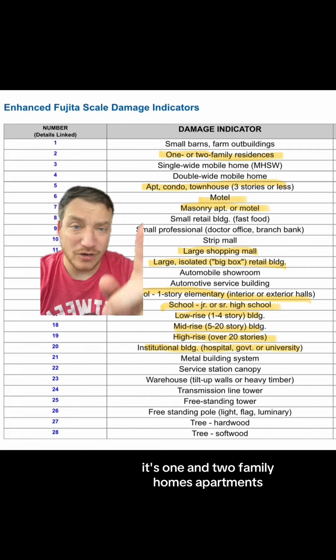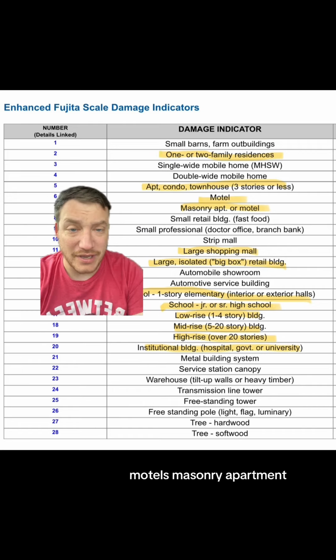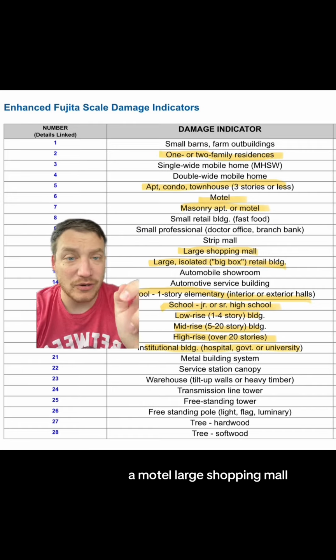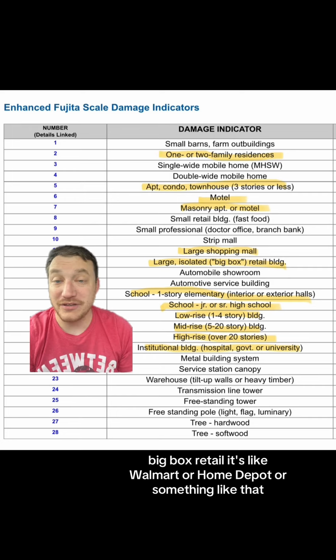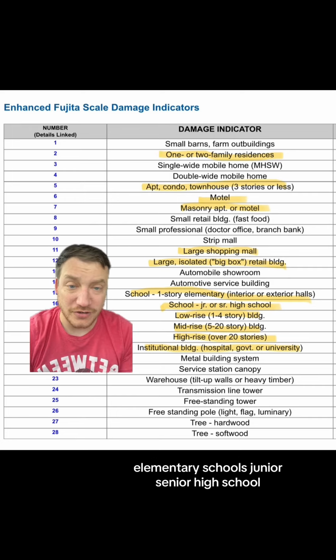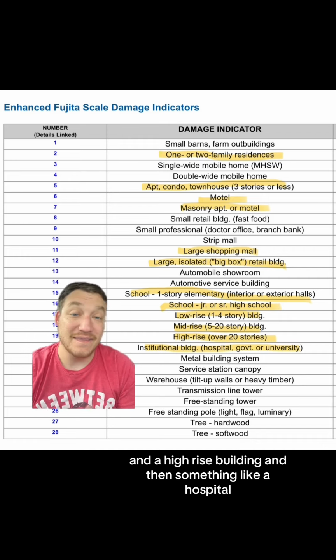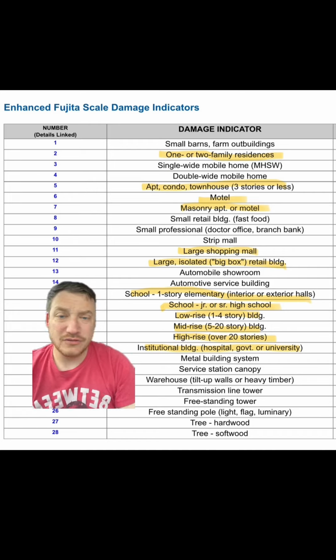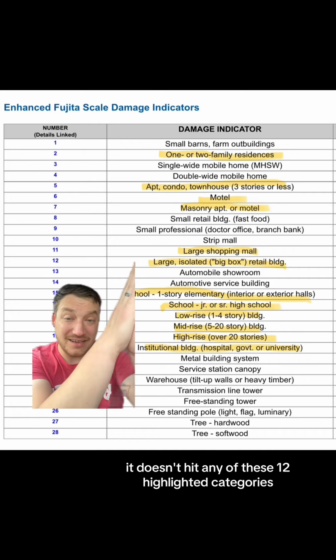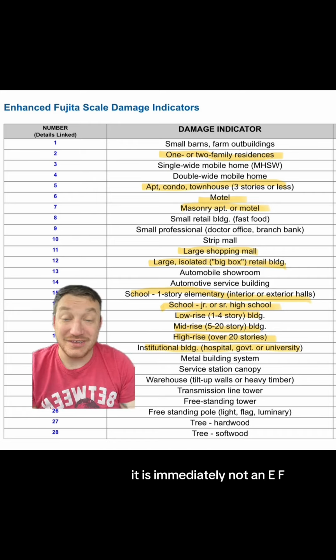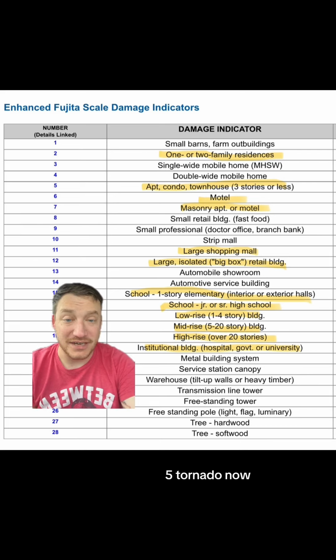It's 1 and 2 family homes, apartments, motels, masonry apartment or motel, large shopping mall, large isolated big box retail. It's like Walmart or Home Depot or something like that. Elementary schools, junior, senior high school, a low-rise building, a mid-rise building, a high-rise building, and then something like a hospital. So if a tornado touches down and doesn't hit any of these 12 highlighted categories, it is immediately not an EF5 tornado.